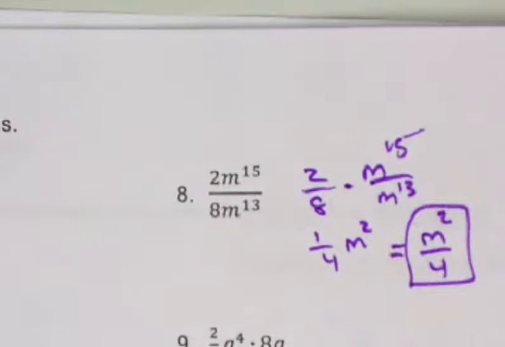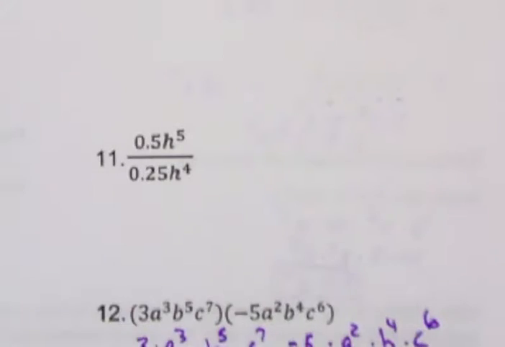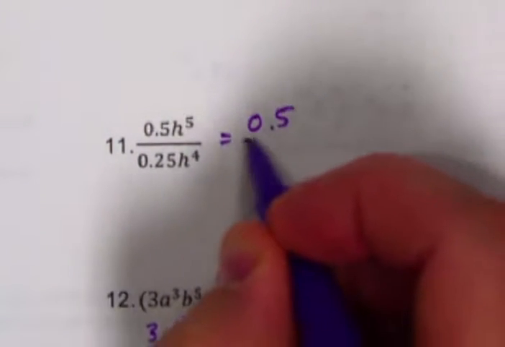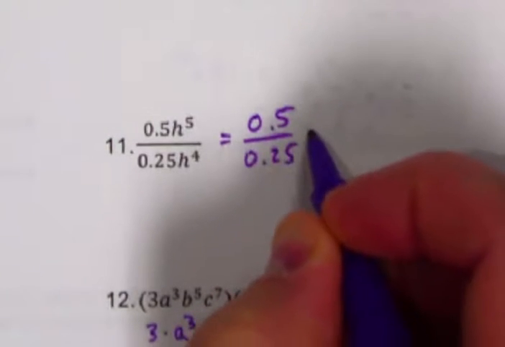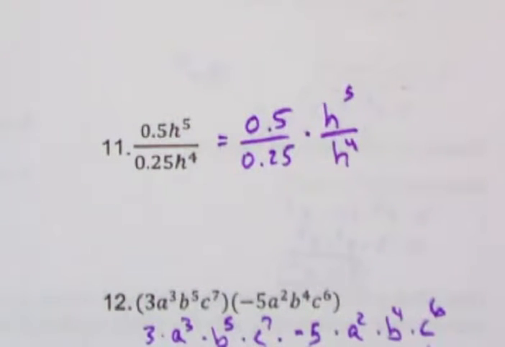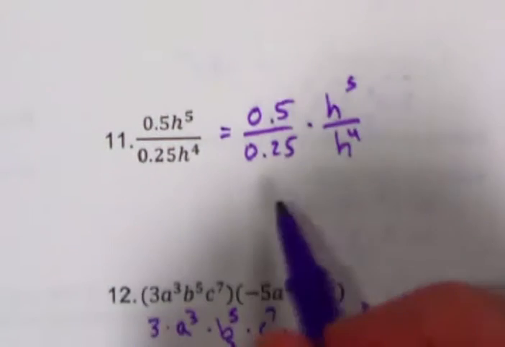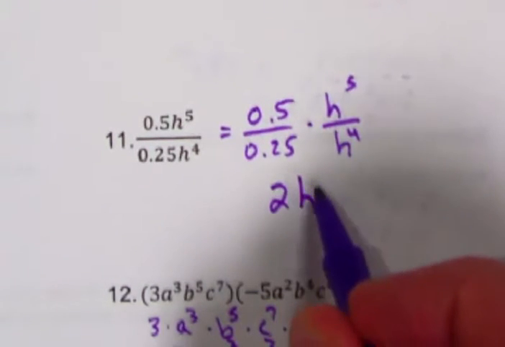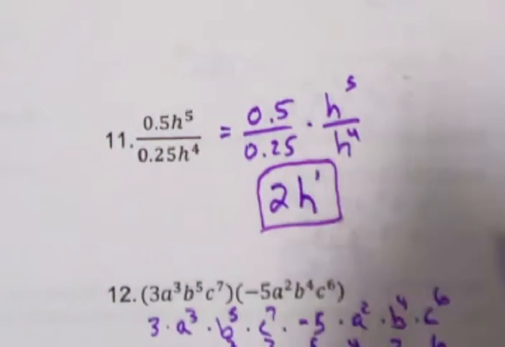The very last one to look at will be number 11. Ooh, decimals. But it doesn't change the way we think about it. So it's 0.5 over 0.25 times h to the 5th over h to the 4th. This is a little bit challenging. If you have to, get a calculator. 0.5 divided by 0.25 is just 2. So this would give us 2. h to the 5th divided by h to the 4th is h to the 1st. I don't need the 1, but I can definitely put it there.